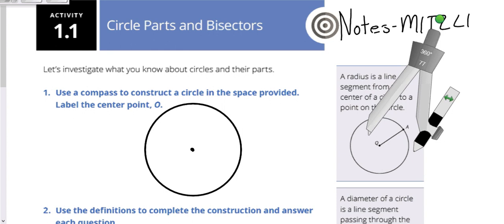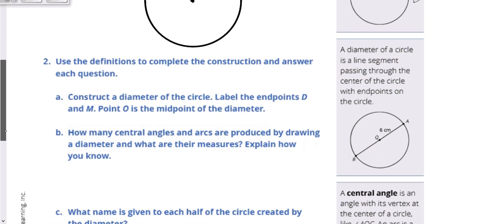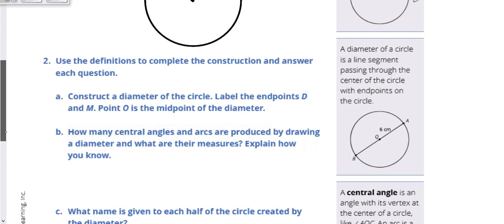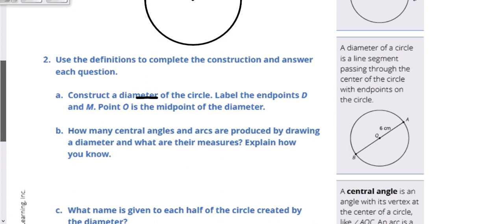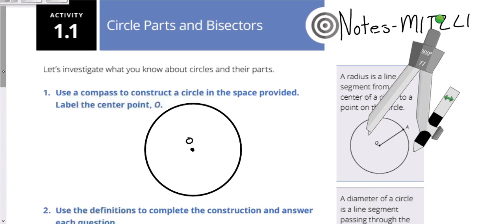So we need to label the center point O. So we're going to label this O right there. Then, as we keep moving down here, it tells us to use the definitions to complete the constructions and answer each question. So the first thing it asks us to do is construct the diameter of the circle, label the endpoints D and M, and point O is the midpoint of the diameter.